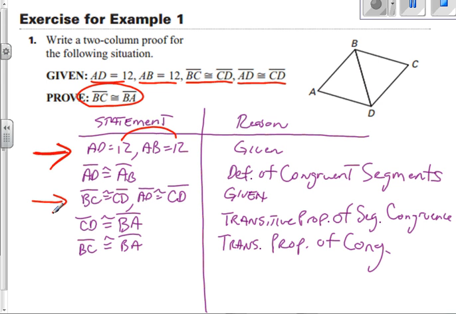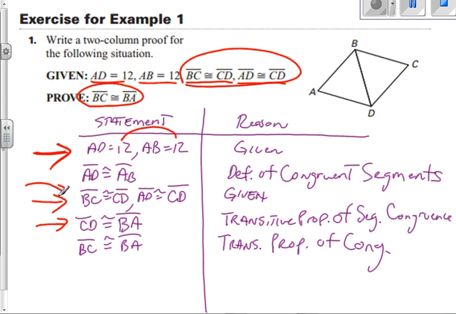That was given right here. Okay, then we can say that segment CD is congruent to segment BA, and we know that to be the transitive property. The reason being, if I go back up one right there, BC is equal to CD, and then AD is congruent to CD.